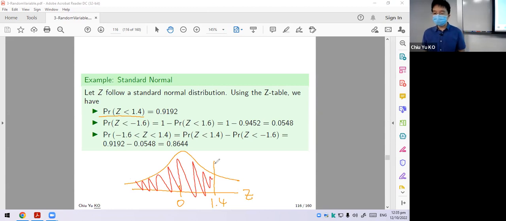But of course, I will show you, you can also do the negative 1.4. You check out the blue value, and this blue value will be the same as this blue value, and you subtract it from 1, you get the same answer. Let me do both. Let me do the red one first, the positive value.